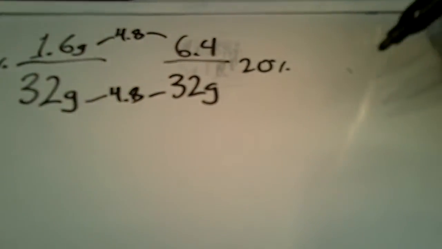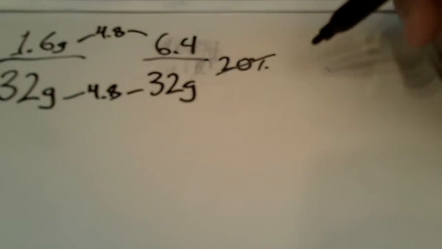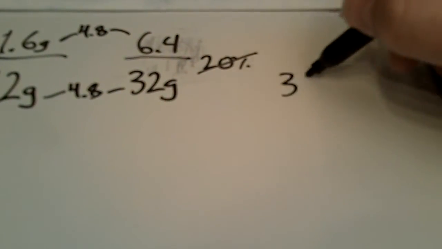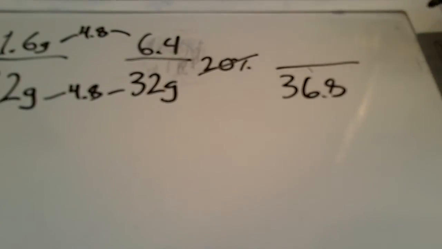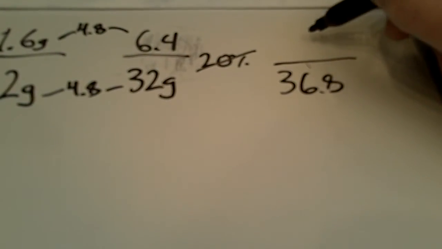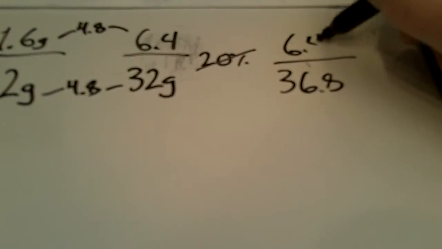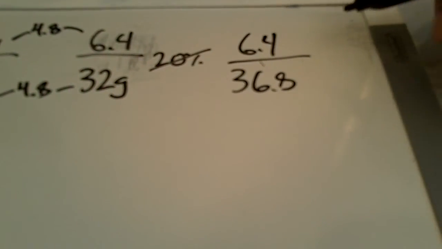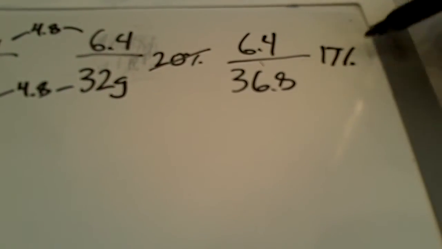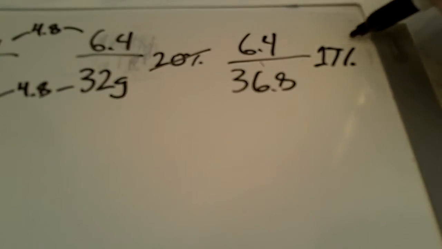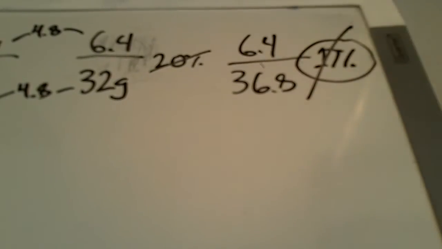Okay, so what you've really got is not this. You've really got 36.8 is your total mass now, and you have your 6.4 grams of active ingredient. Now what you really have is about a 17% concentration. So that is incorrect. We were looking for a 20%. Okay, so just simple conversion math doesn't work on a problem like this.